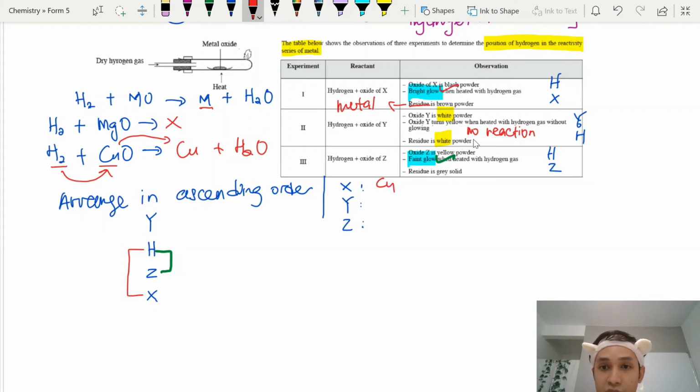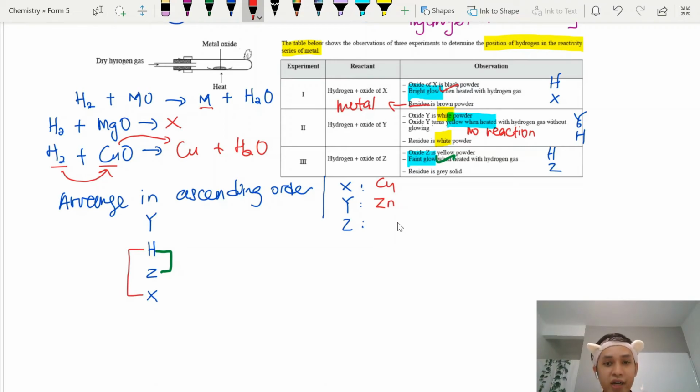Now for Y, they give you another specific piece of information, which is this one: yellow when heated. If it's yellow when heated, I already know there's only one metal that has this color, which is your zinc.